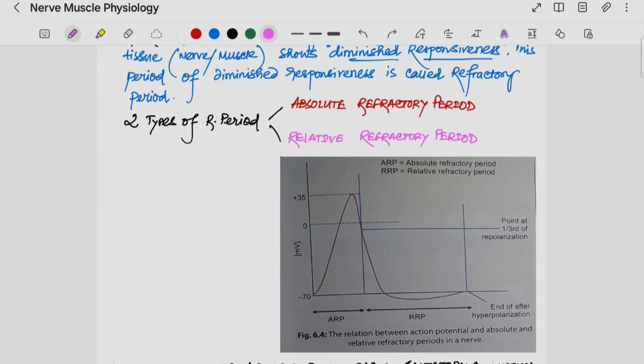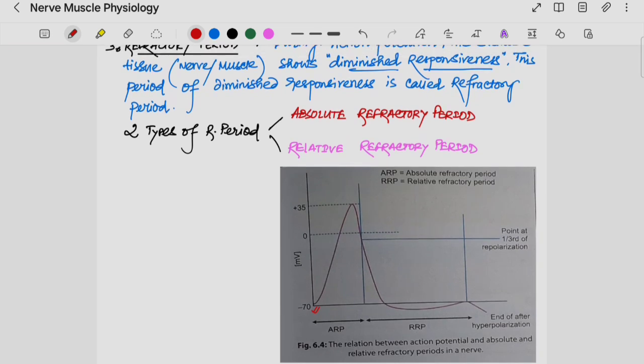So in this picture we can see that the absolute refractory period is from when the stimulus is given to the 1/3 period of the depolarization or the downstroke. So in this meantime, we cannot generate another action potential, right? Where sodium channels are inactivated and there is no entry of sodium, and a second action potential is not possible in the absolute refractory period, right? So from here to here, no new action potential is generated, right?